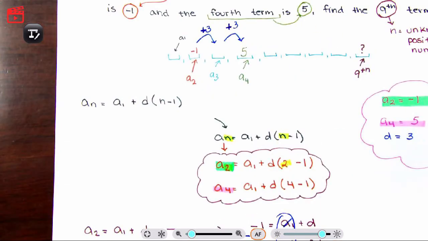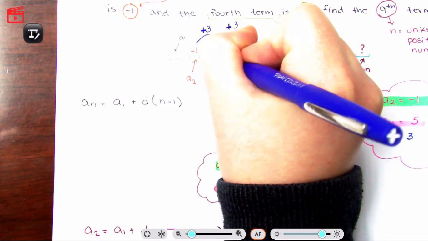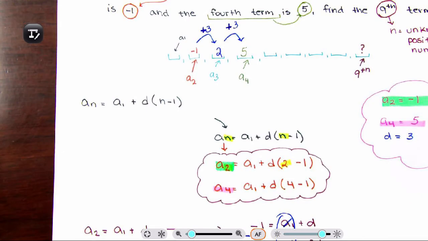That's a preview of what we're doing in the next video. All right, we're adding 3. So negative 1 plus 3, that is a positive 2. 2 plus 3 is 5, and etc.